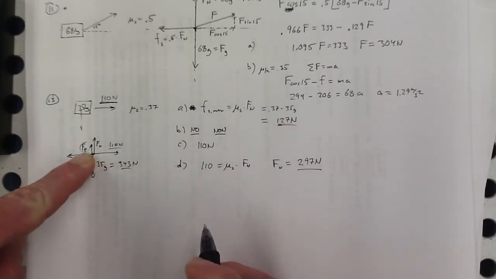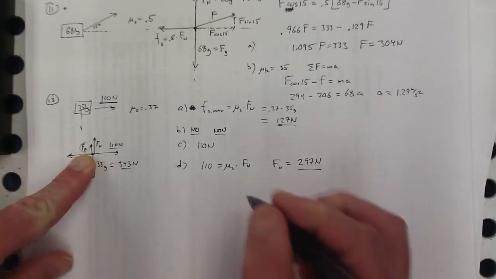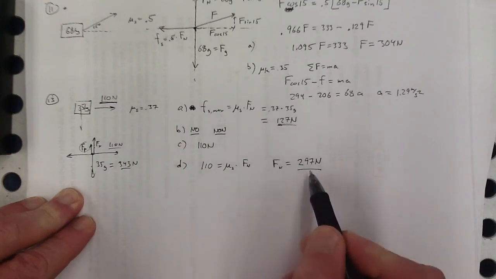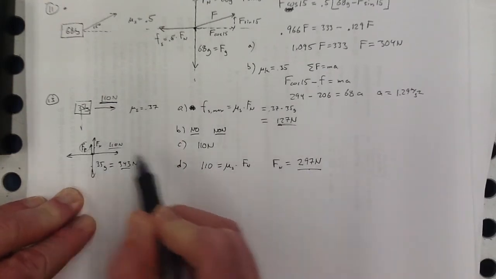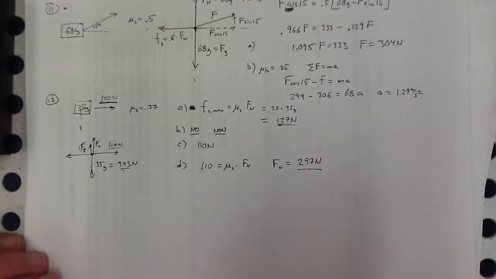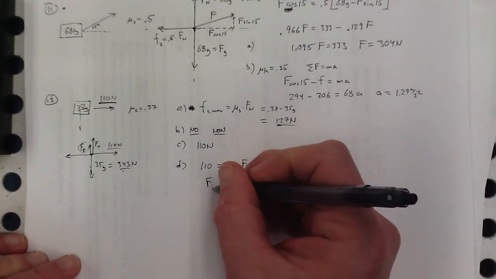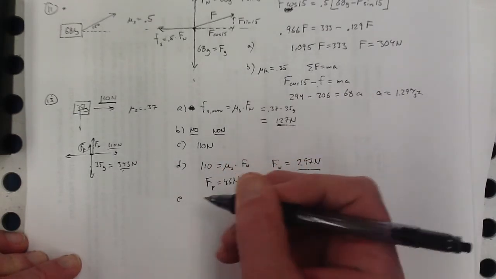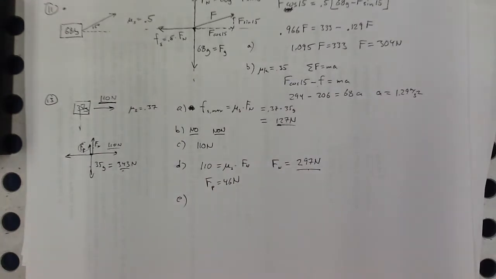So if I need to reduce the normal force down to 297 from this, well, that's exactly how hard that worker is going to have to pull up, because these two will balance this. So 297 plus this has to equal 343. So 343 minus 297 is 46 newtons. That's how hard that worker is going to have to pull up on the box.